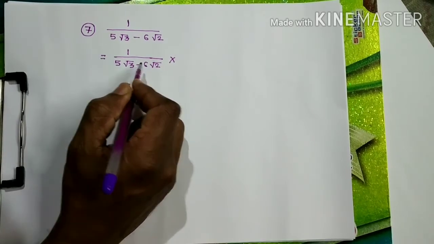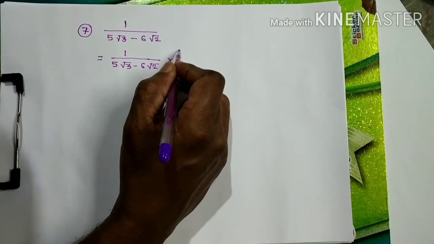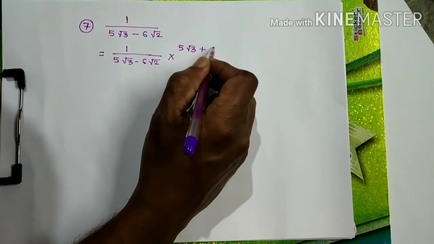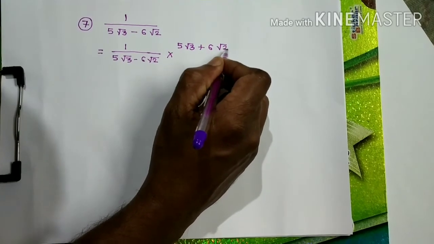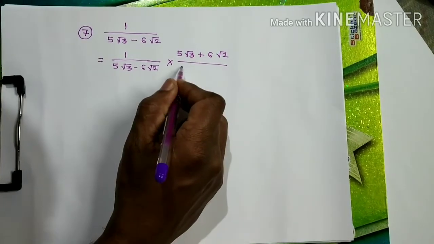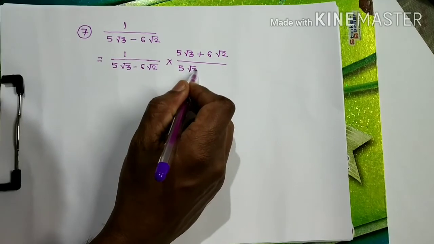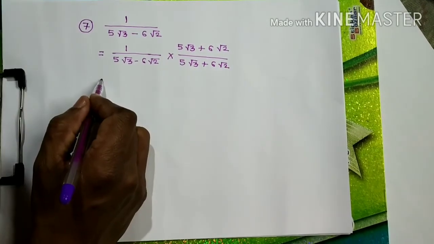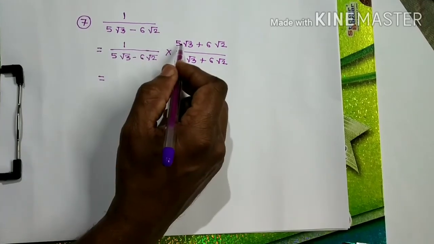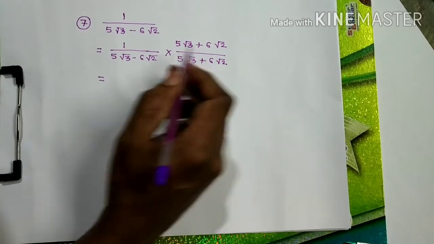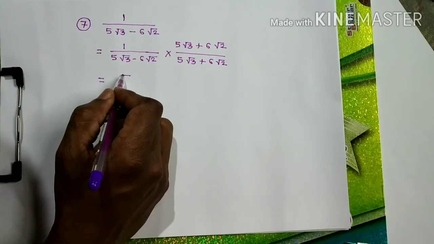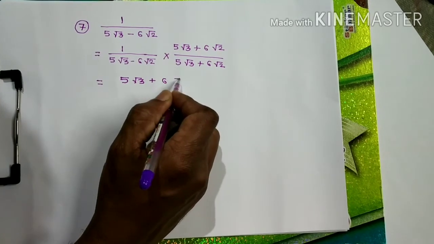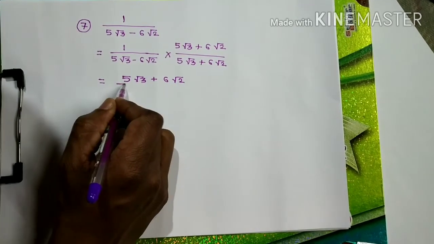Here minus sign is there. So you have to write plus sign. 5 root 3 plus 6 root 2 divide by 5 root 3 plus 6 root 2. When we multiply this 1 multiply by 5 root 3 plus 6 root 2, answer is 5 root 3 plus 6 root 2. Open.